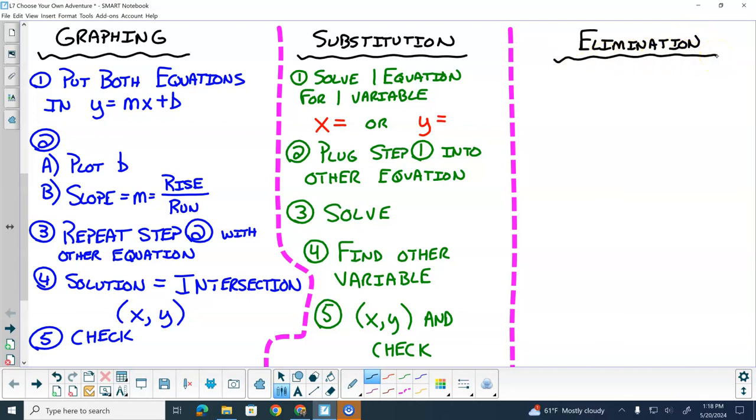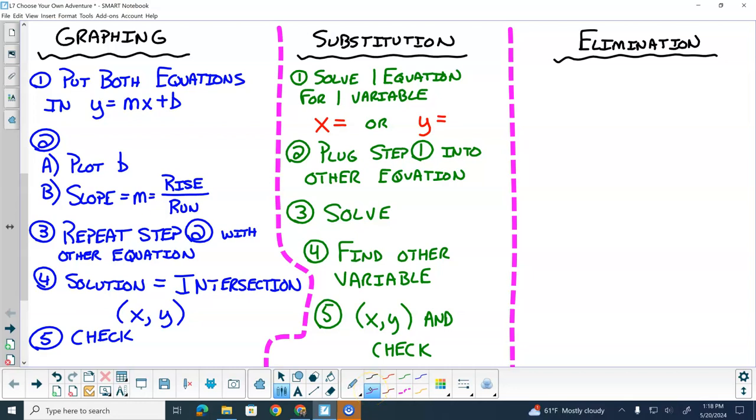Least favorite form? Substitution is your least favorite? Ooh, gravity is my least favorite. I do like elimination best. Okay. My top three, my three favorite go this way, with graphing being the least, because you gotta have graph paper then, you know what I mean?